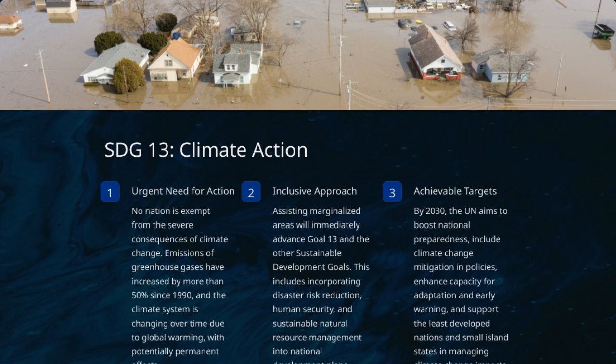An inclusive approach is crucial because no nation is immune to the effects of climate change. In fact, greenhouse gas emissions have increased by more than 50% since 1990. The climate system is changing over time due to global warming, and these changes could have lasting, even permanent effects. That's why urgent action is needed now. This slide highlights the importance of SDG 13, climate action. It's a call for all of us to recognize the severity of the issue and work together to implement solutions that protect our planet and future generations.